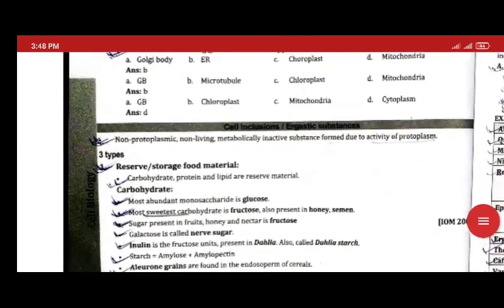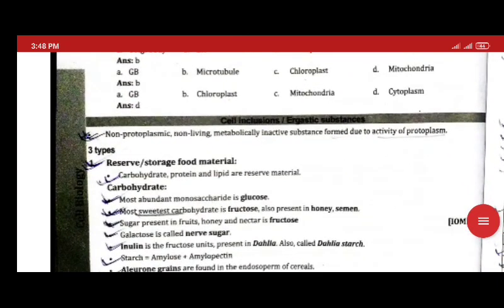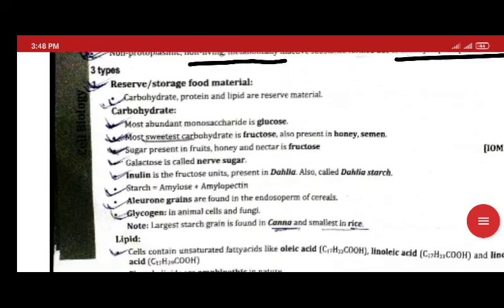Now we have cell inclusions, or ergastic substances. Cell inclusions are non-living substances of the cell. I told you this in the third class. Due to the activity of protoplasm, non-living, metabolically inactive substances are deposited as cell inclusions. Now these are of three types.